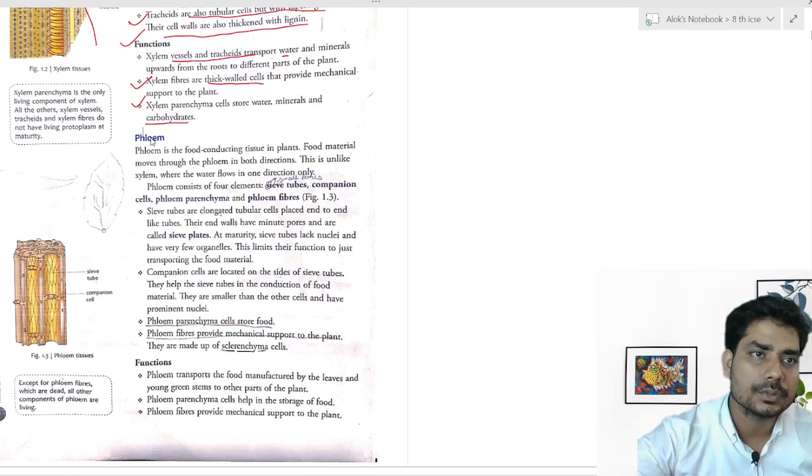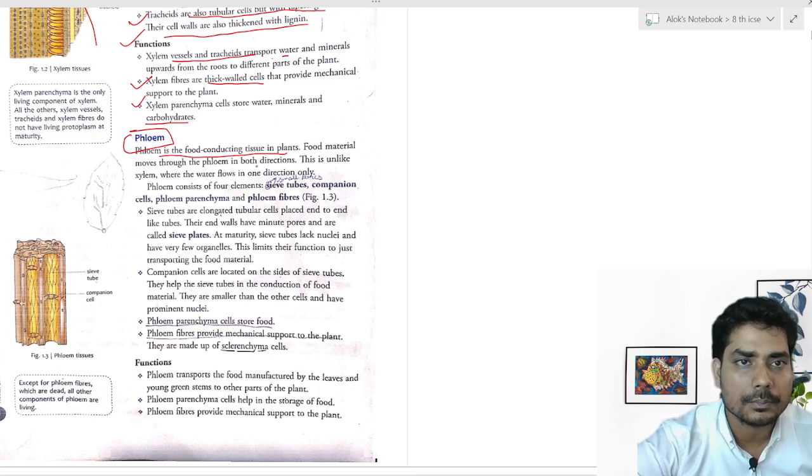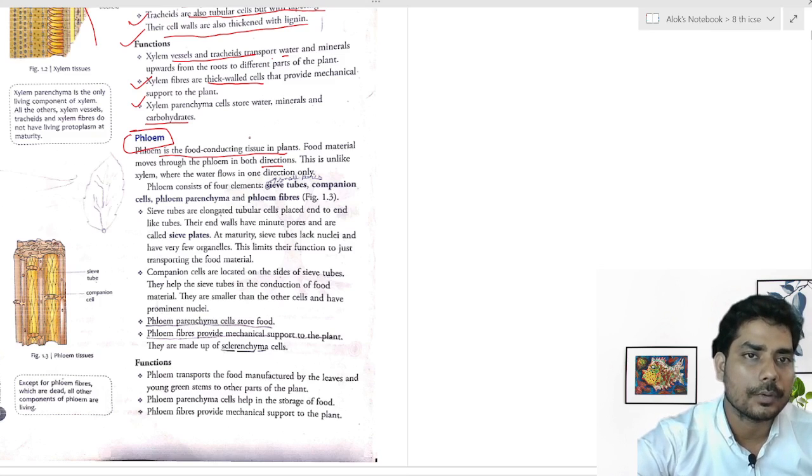The second conductive tissue is phloem, which we will talk about now. It is the food conductive tissue in a plant. Phloem tissue transports food material from the leaf to various parts of the plant by movement in both directions. But in xylem there is only one direction of movement, from down to upward. This is unlike xylem, where water flows in one direction.